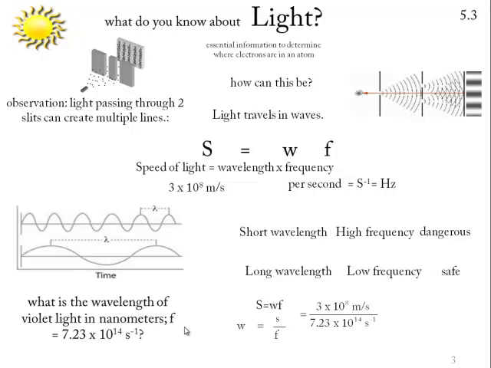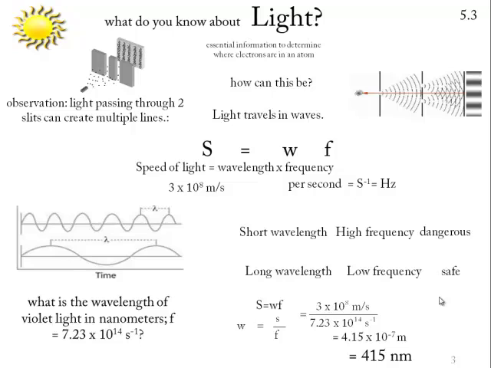S is always 3 times 10 to the 8th meters per second. The frequency is given, and the answer should come out in meters, and we get 4.15 times 10 to the minus 7th meters. I should convert that to nanometers. I think that there are 10 to the 9th nanometers in a meter, and there it is, 415 nanometers. And that's in the range of 400 to 700 nanometers, which is visible light.